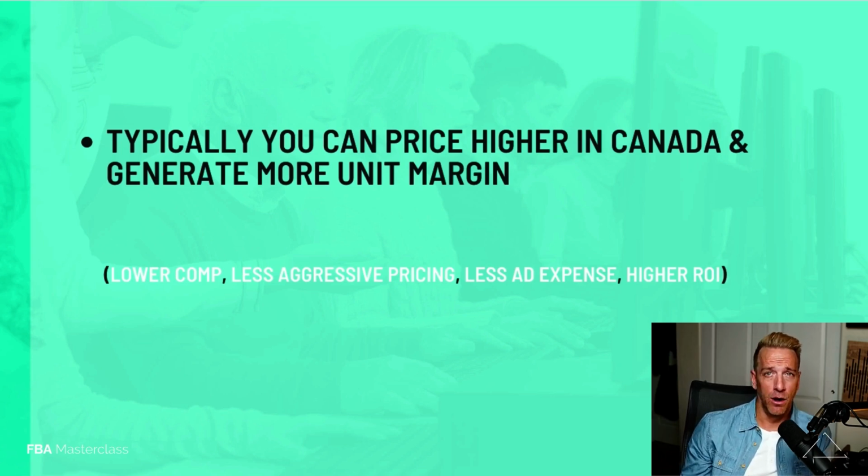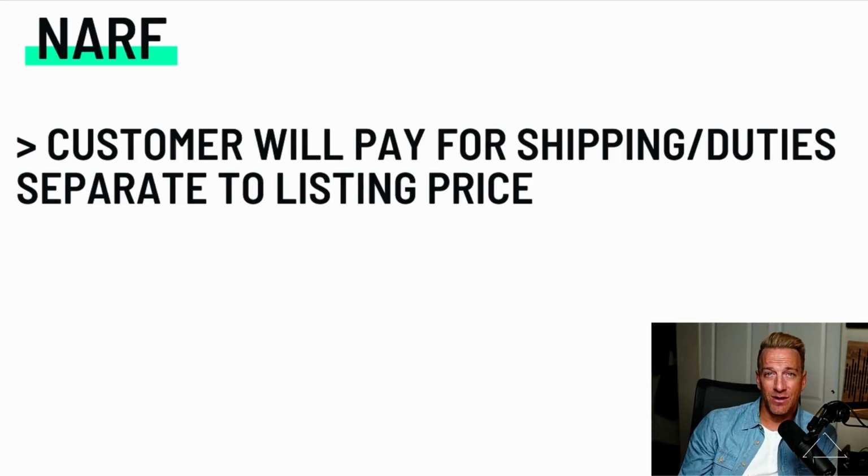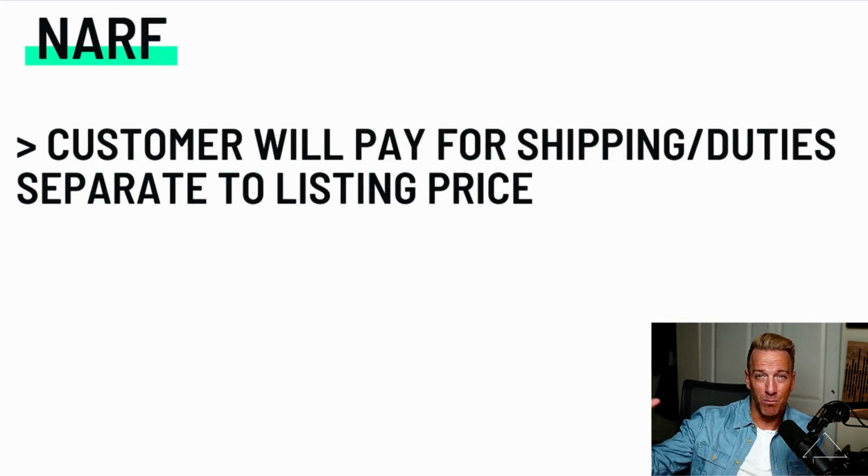Now, one thing to consider when you first start out selling in Canada using the NARF program, again, we're going to get into that in Module 3, it's usually the best way to start. Basically what happens is your listing is going to be there in Canada. It's going to be a Canadian listing. But if somebody in Canada buys it, it's going to ship from the US into Canada. So typically those listings for the NARF program are not only going to include the price that you want to sell, but that customer is going to have to pay for the shipping and duties from the US to Canada.